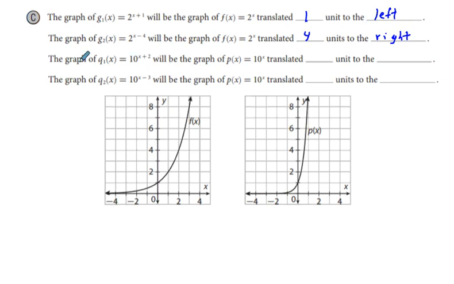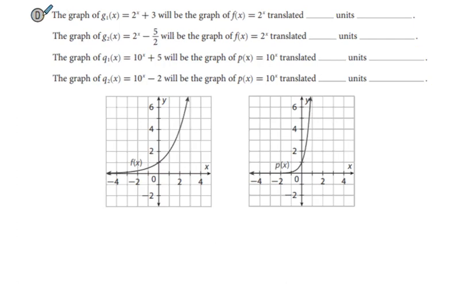Okay, and then we have these with it, and for these exercises they're using 2 to the power of x and 10 to the power of x, but they can be anything to the power of x. We have this 10 to the power of x plus 2. It's going to be 2 units to the left. And then we have this 10 to the power of x minus 3, 3 units to the right. And you can test these on your calculator if you should have one on hand.